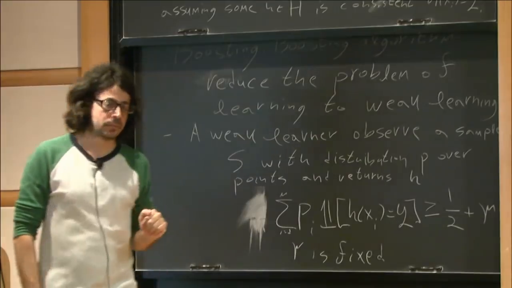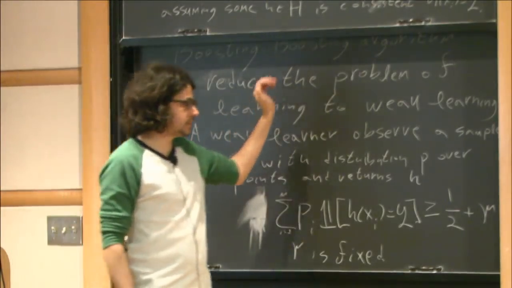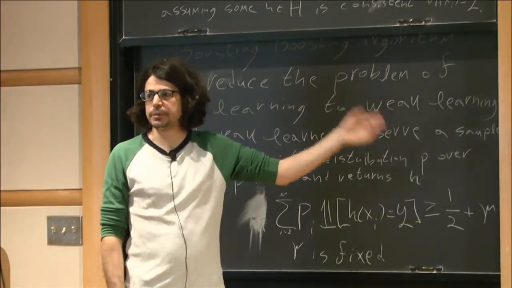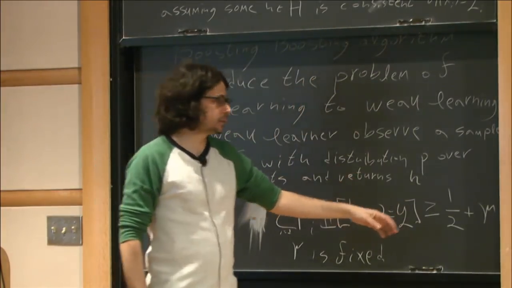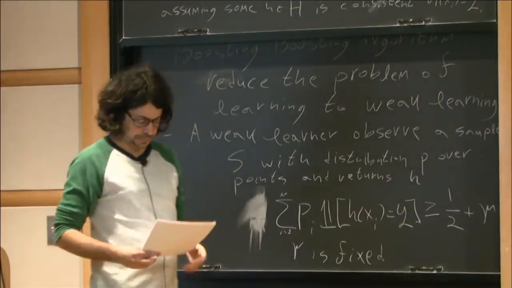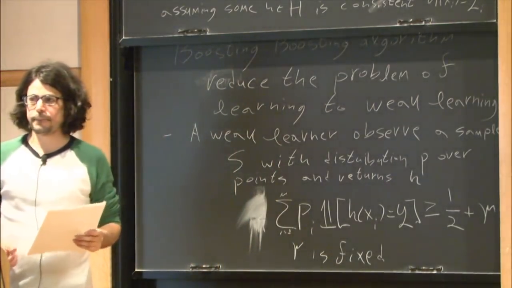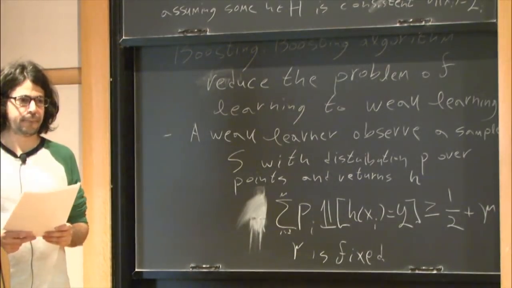So gamma is fixed. In other words, in learning, I ask for accuracy to be arbitrarily close to 1. You need to be very, very accurate on all the examples. In weak learning, I just ask you to do better than random with some fixed parameter. So what boosting algorithms show is that if you know how to solve this, then you know how to solve this. You can take these weak learners and turn them into a strong learner. Has anybody who's never seen it? It's one of the most important results ever in learning theory, and it's due to Schapire.